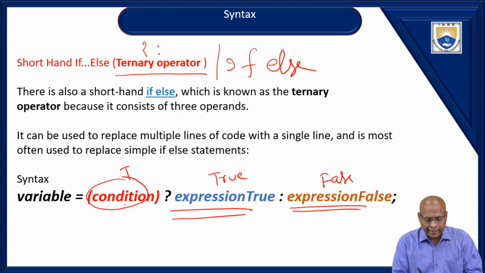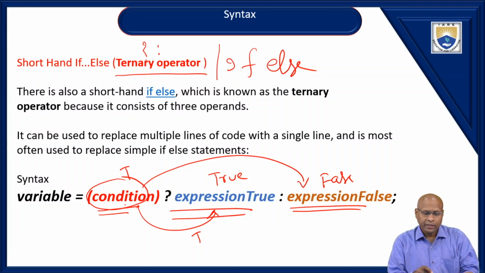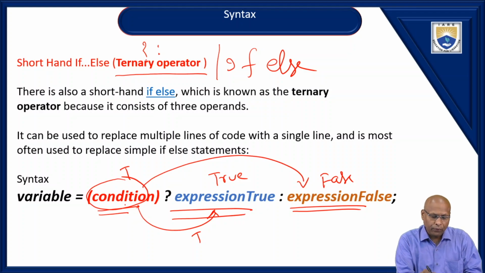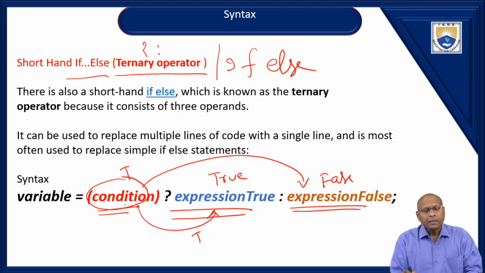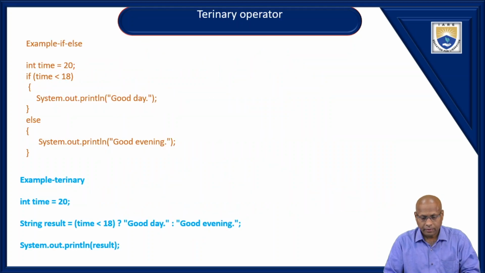So the syntax is: first check the condition. If the condition is true, come here. If the condition is false, come here. So this is the way the control flows. This is a simple shortcut for the if else statement, also known as the ternary operator. A simple example of how you can write the ternary operator.